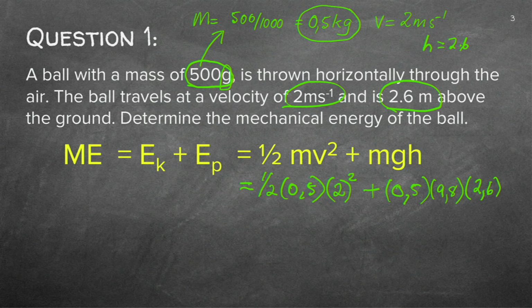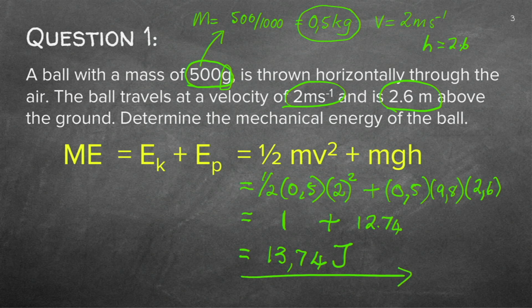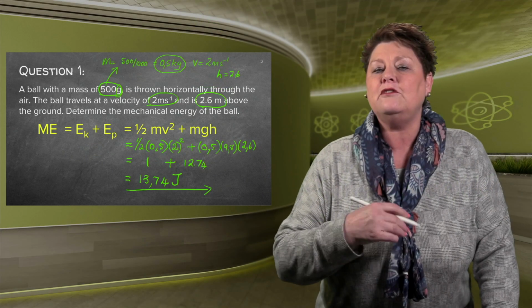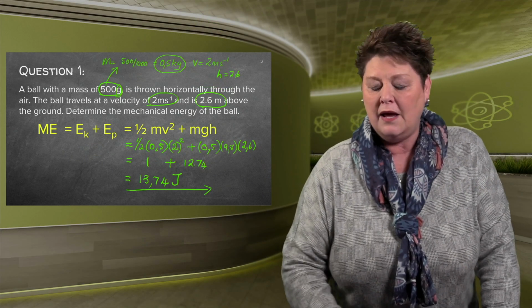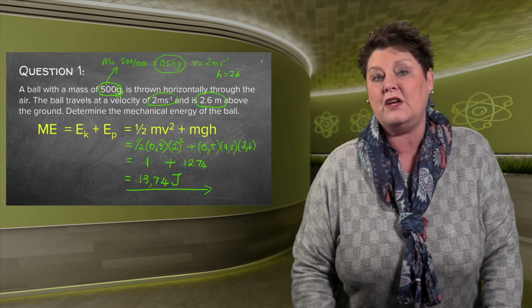So you now have to work on your calculator very effectively and accurately. You'll find that this answer here is 1, and that side is 12.74. If you add those two together, you'll get an answer of 13.74. The unit is joules and there's no direction. Accurate work: read, interpret the information they're giving me, and then go to equations to see how I can solve the problem.